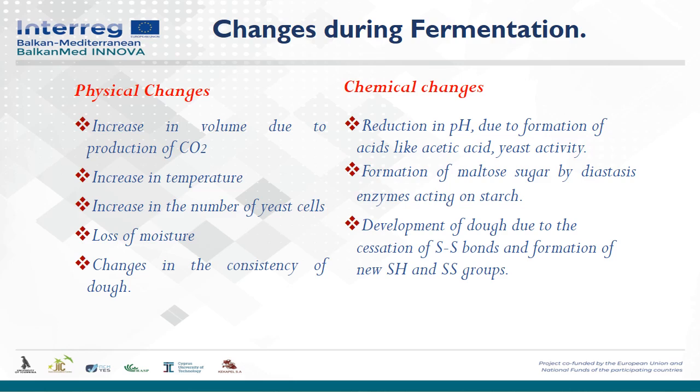Well, about chemical changes, we can mention reduction in pH due to the formation of acids like acetic acid because of the yeast activity, formation of maltose sugar by diastase enzyme acting on starch, and also we have development of dough due to the cessation of bonds and formation of new groups.